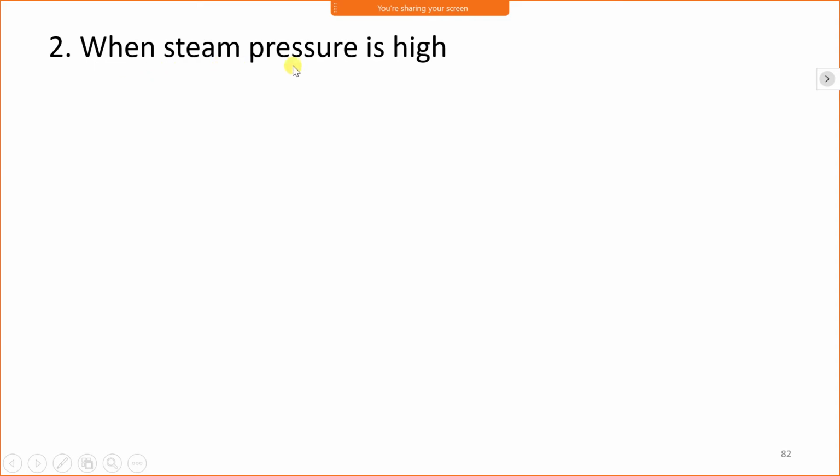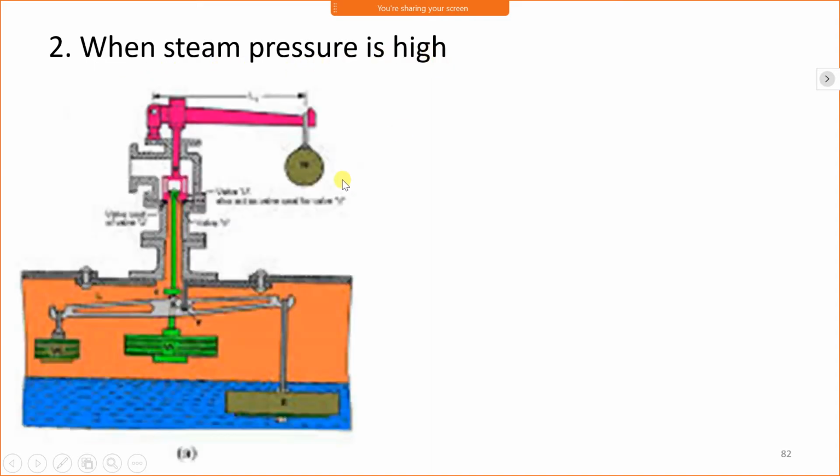Second, when steam pressure is high. Now the first diagram indicates there is no steam pressure. The boiler is operating under working pressure.